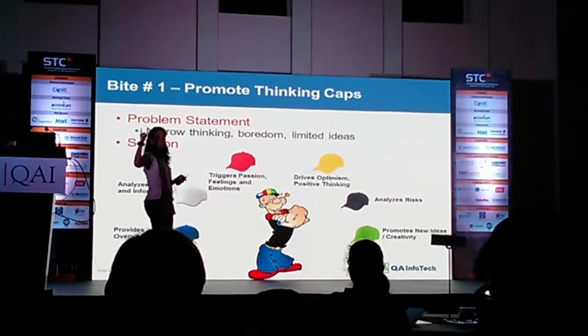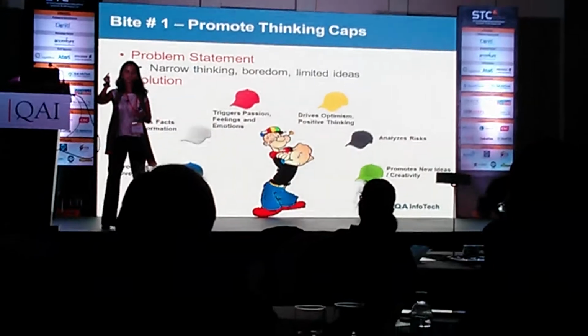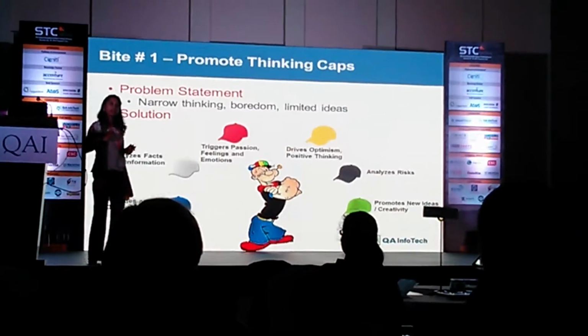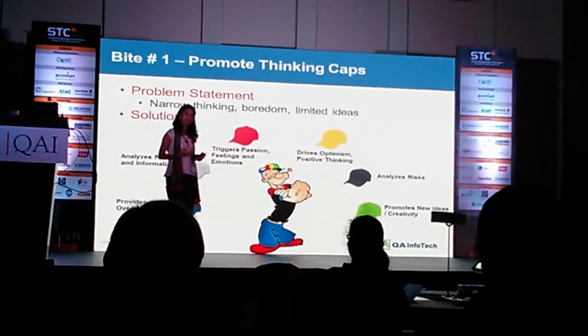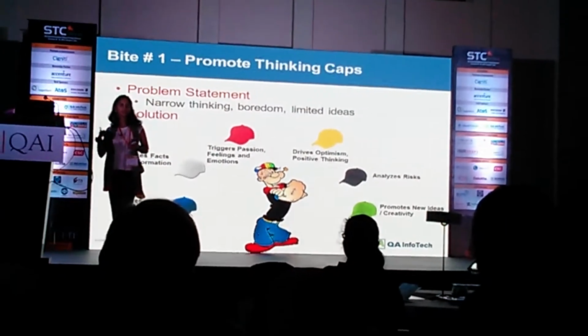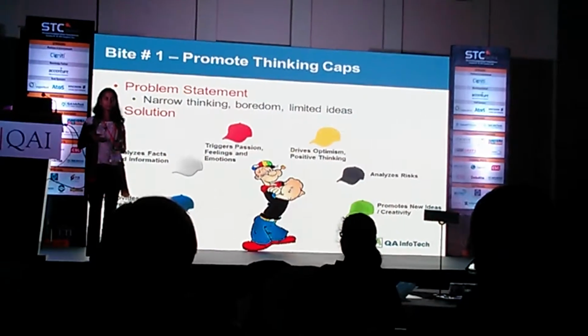So he says blue is for promoting better context. White helps you look at the data you have, the information you have to solve any problem. Red wants you to really think about your gut. What is my gut in addressing a certain situation? Yellow for optimism, black for the devil's advocate, the pessimistic angle, and green to promote creativity.